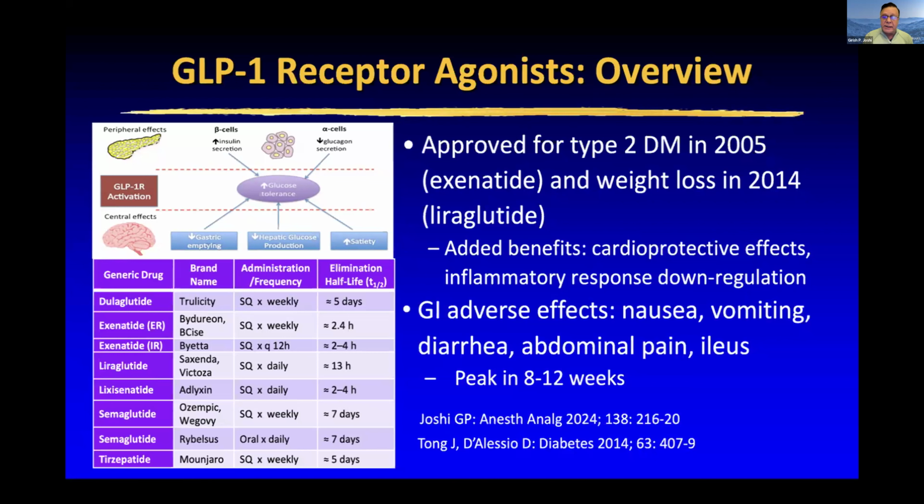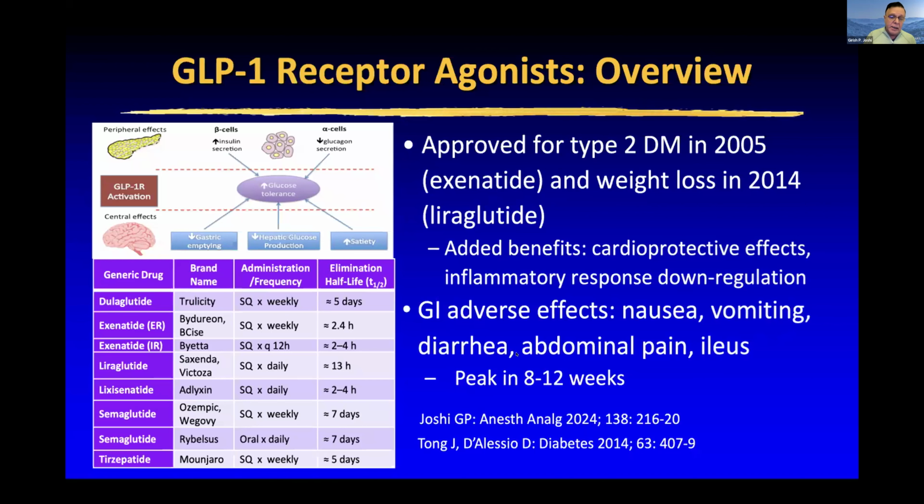As you can see from the slide, these drugs were approved for type 2 diabetes in 2005, and then for weight loss in 2014. They have significant benefits with regards to cardioprotective effects, as well as some anti-inflammatory response downregulation. There are some side effects such as nausea, vomiting, diarrhea, abdominal pain, and now recently ileus, which typically peak around 8 to 12 weeks.